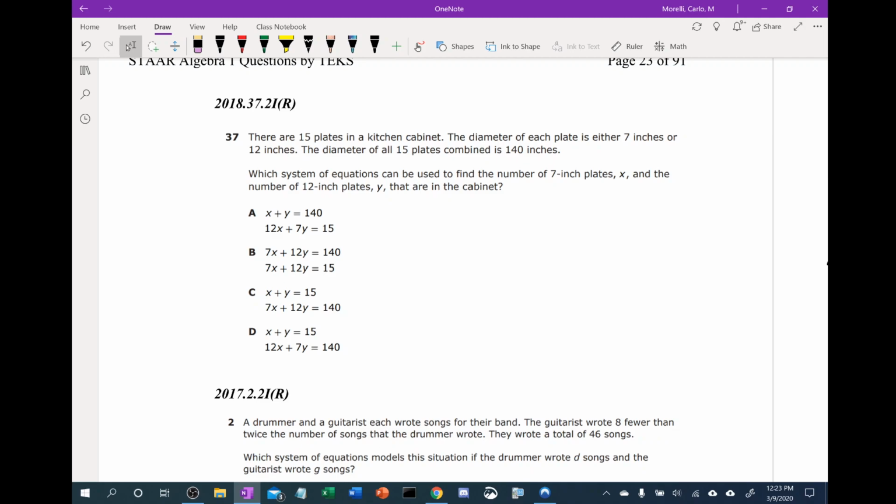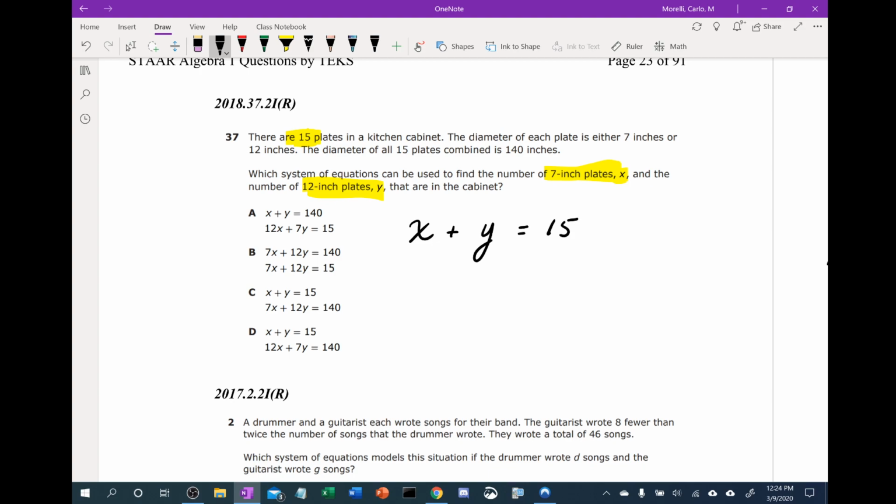So we have X for the 7-inch plate and Y for the 12-inch plate. So how many total plates are there? Yes, so this was the leap of logic. X plus Y equals 15.